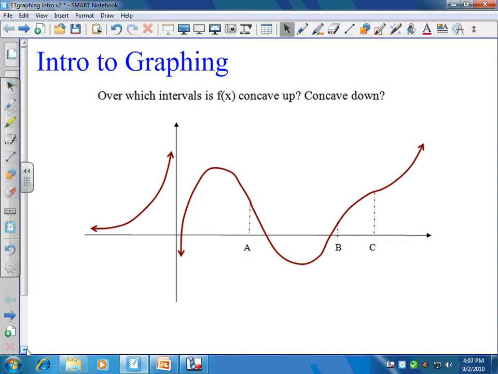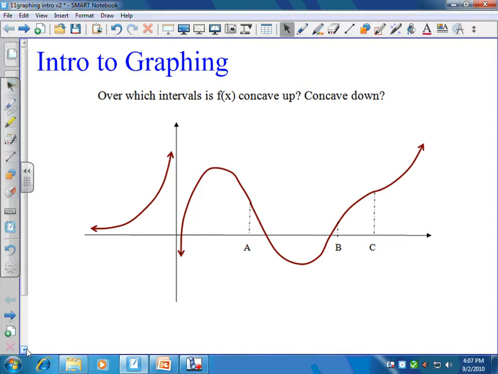So calculus will help us pinpoint some important characteristics of a function. For example, the maximums, the minimums, the inflection points, which we're going to learn about today. And then graphing the function will be easier. So let's first get some ideas about some terms that we're going to be using in this section. And then we will take a look at some examples.